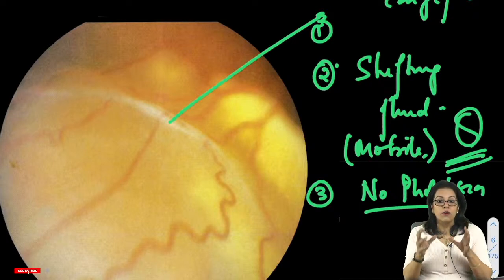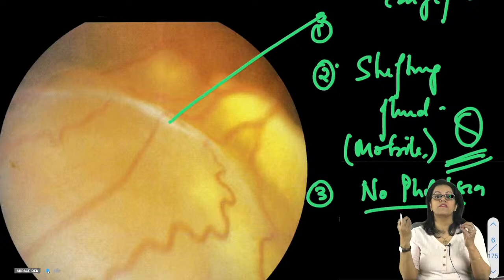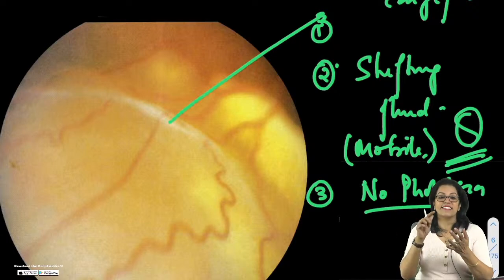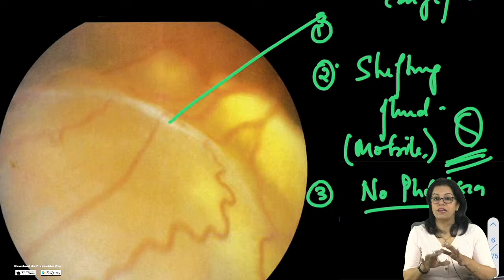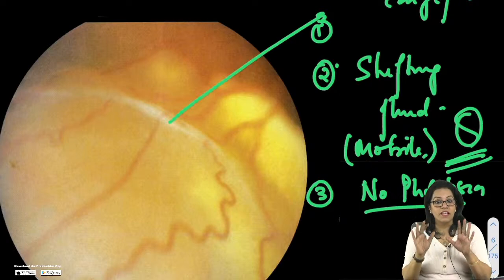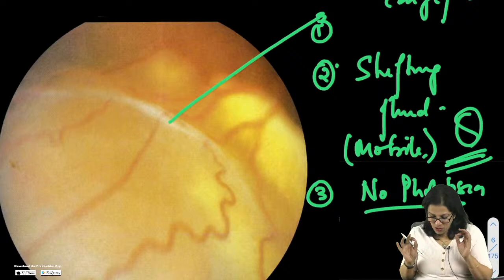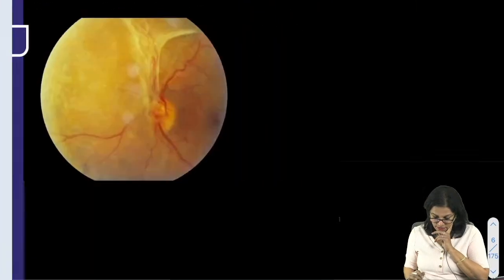Traction on rods and cones is causing flashes of light. Traction will be seen in tractional RD. Traction can be seen when there is a tear, but it won't be seen in exudative. So we will learn this: in exudative, no photopsia. Okay? Now we come to what we have to revise next.